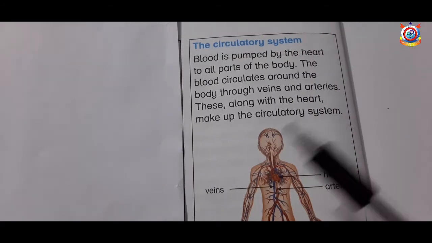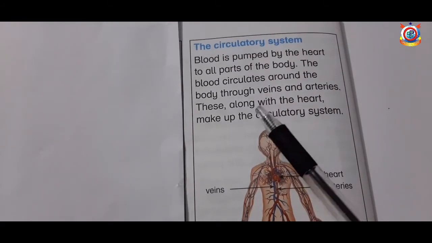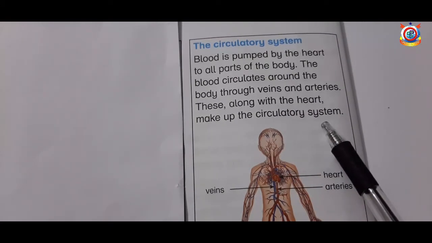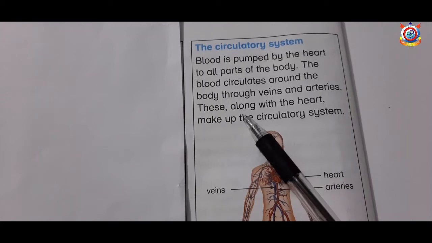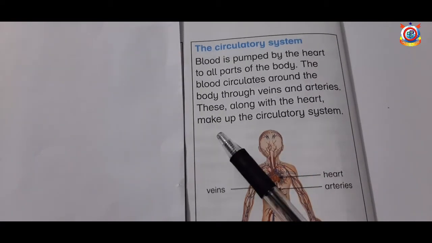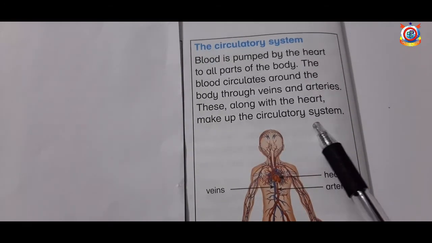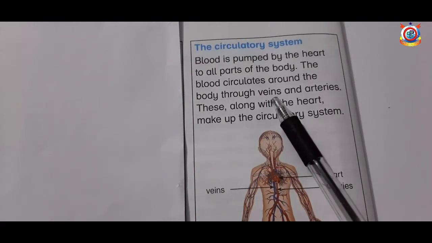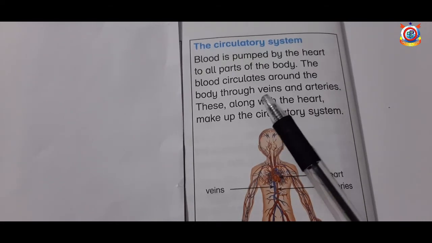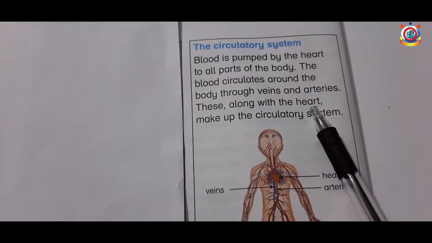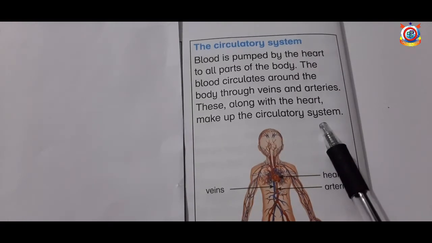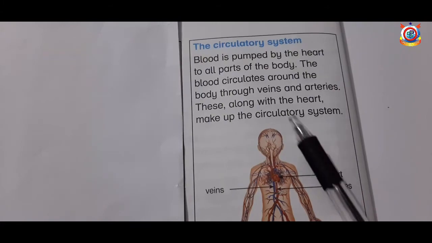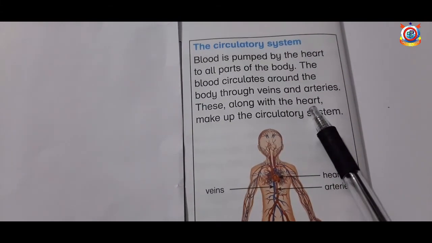Now these along with the heart make up the circulatory system. These mean veins and arteries. Veins, arteries and heart make a circulatory system, or we can say the circulatory system consists of veins, arteries and heart.